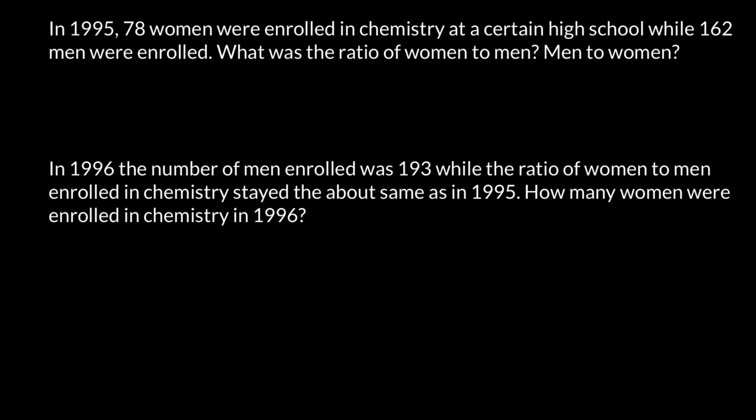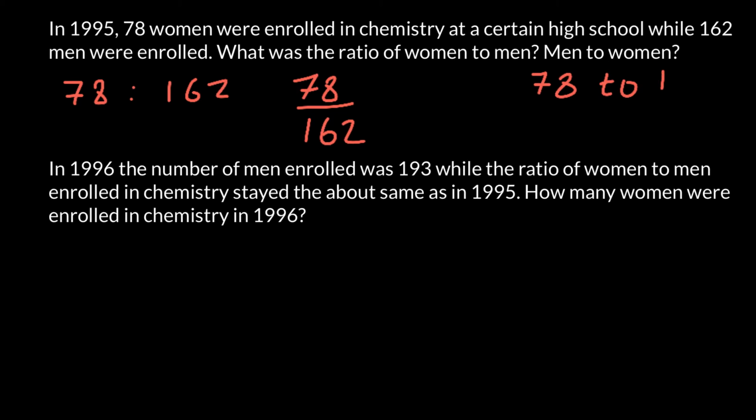For example, we can say that the ratio of women to men was 78 women to 162 men. Another way would be to say 78 women to 162 men. And yet another way would be to say 78 women to 162 men. Three ways of notation, and we show the relationship between women and men.